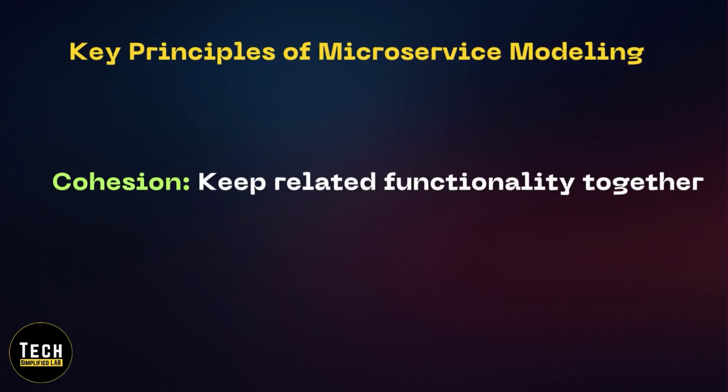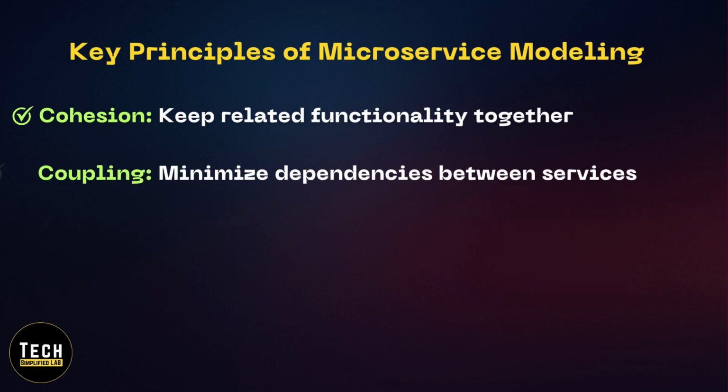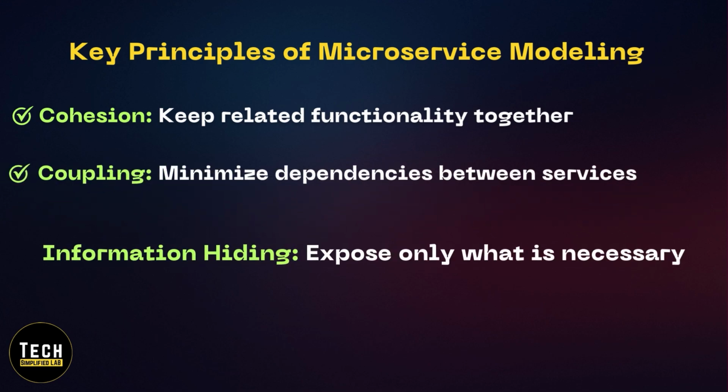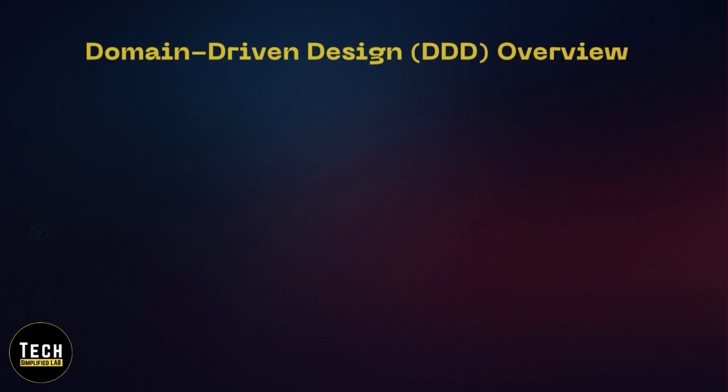First, cohesion. Each service should group related functionality together. This makes the service easier to understand and maintain. Second, coupling. Services should interact with each other as little as possible to allow for independent changes and deployments. And lastly, information hiding, which means that each service should expose only what is necessary through well-defined interfaces, keeping internal details private.